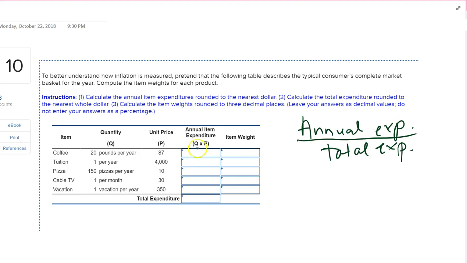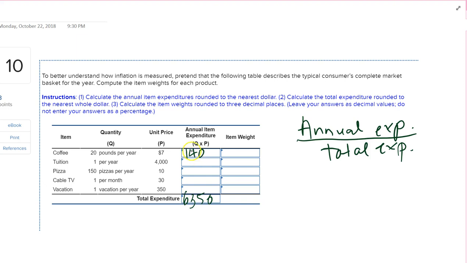Okay, so the annual expenditure part is really simple. It's quantity times price, and they give you that information. So if I buy 20 pounds a year, $7 a pound, my expenditure is $140 per year. If I want to know the weight of that $140 in the total, well, I need to know the total expenditures. You'll run through all these numbers, and I'll go ahead and give you the total just by way of explanation of this first one. The total expenditure is $6,350. So when we do all these calculations, we get $6,350.